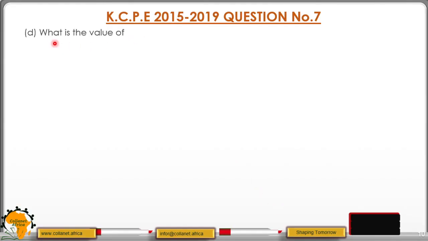We move on. What is the value of that one? These are fractions tested in 2016. In this case, you have to be very careful with the signs. We have the bracket. We also have the plus, minus, of, division. So definitely here, we'll use BODMAS. These are very common questions. Love them because they are very, very simple.